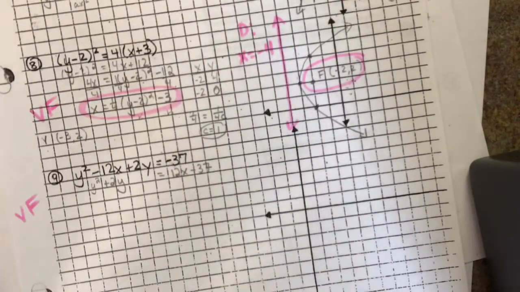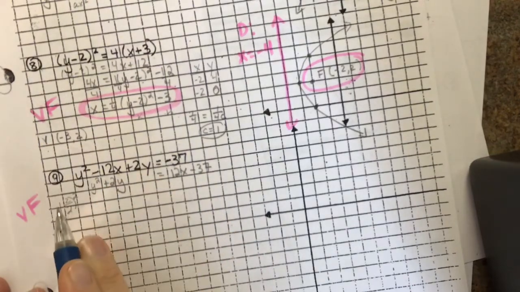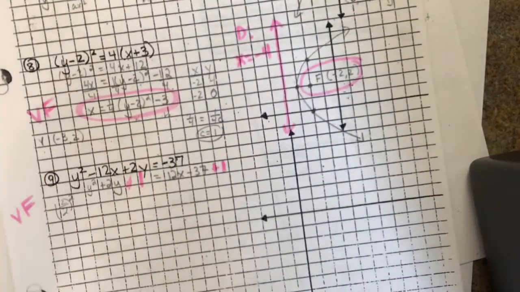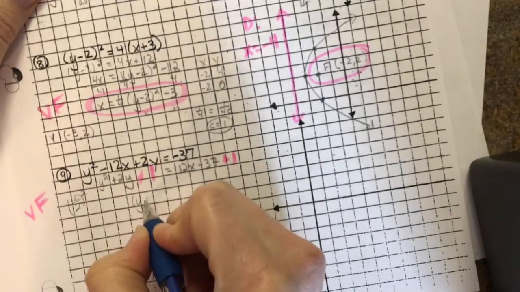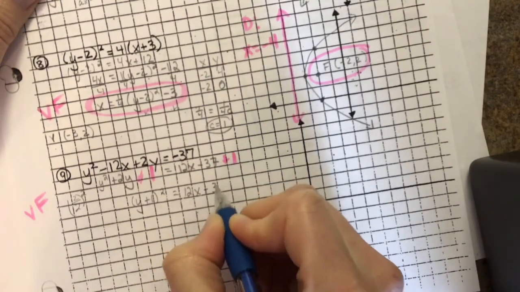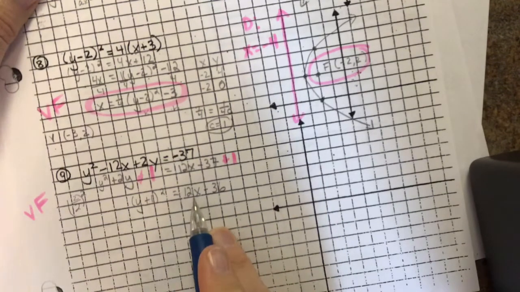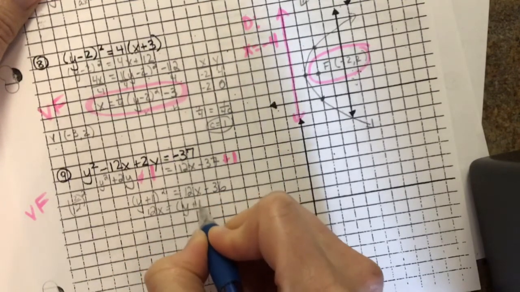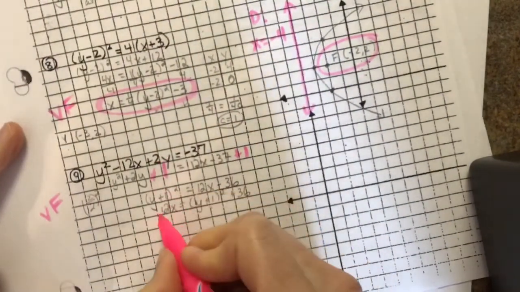Right? Take my b number, 2, divide by 2, and square it. That's 1 squared, that's 1. I'm going to add 1 to both sides. Right? And y squared plus 2y plus 1, I'm going to write it as y plus 1 squared equals 12x minus 37 plus 1, which is negative 36. Now I'm going to solve for x. I'm going to add 36. So I've got 12x equals y plus 1 quantity squared plus 36. Then divide everything by 12.